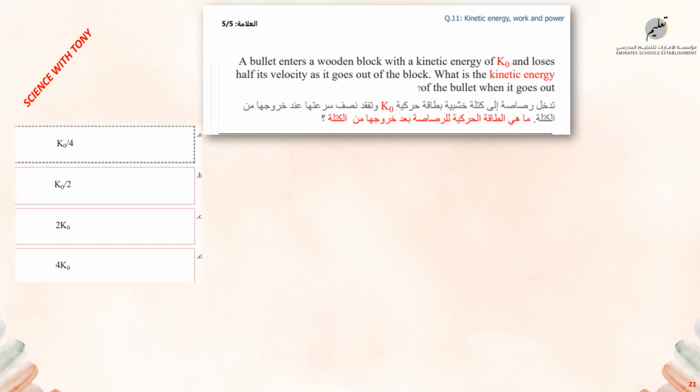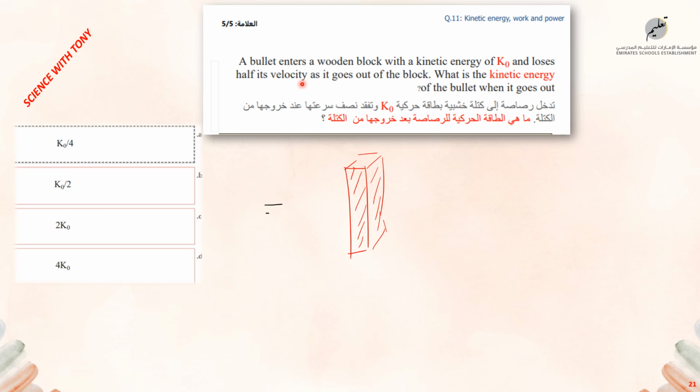And here we continue with a bullet that enters a wooden block with a kinetic energy of K0 and loses half its velocity as it goes out of the block. What's the kinetic energy of the bullet when it goes out? So an important piece of information here is that the bullet loses half of its velocity.